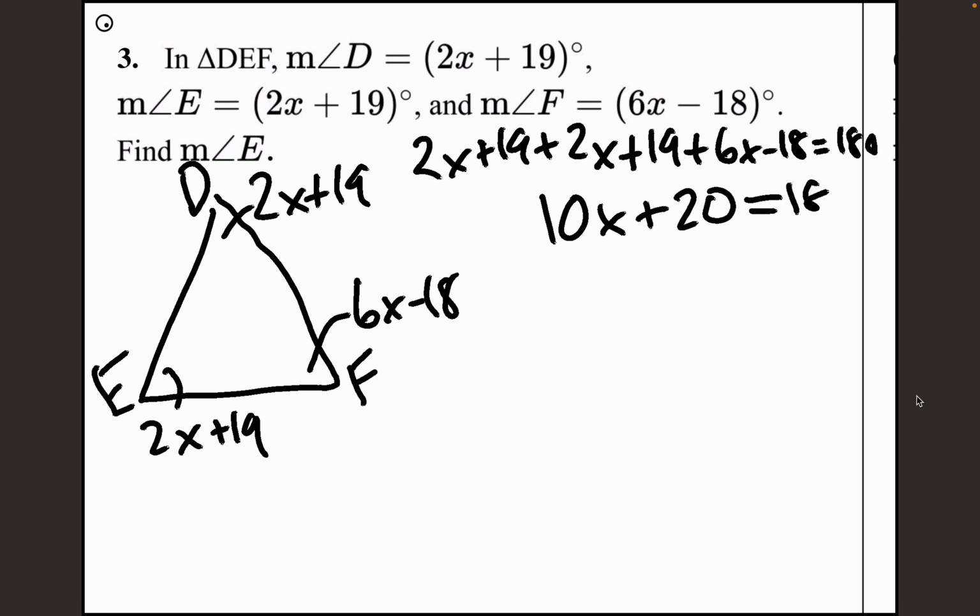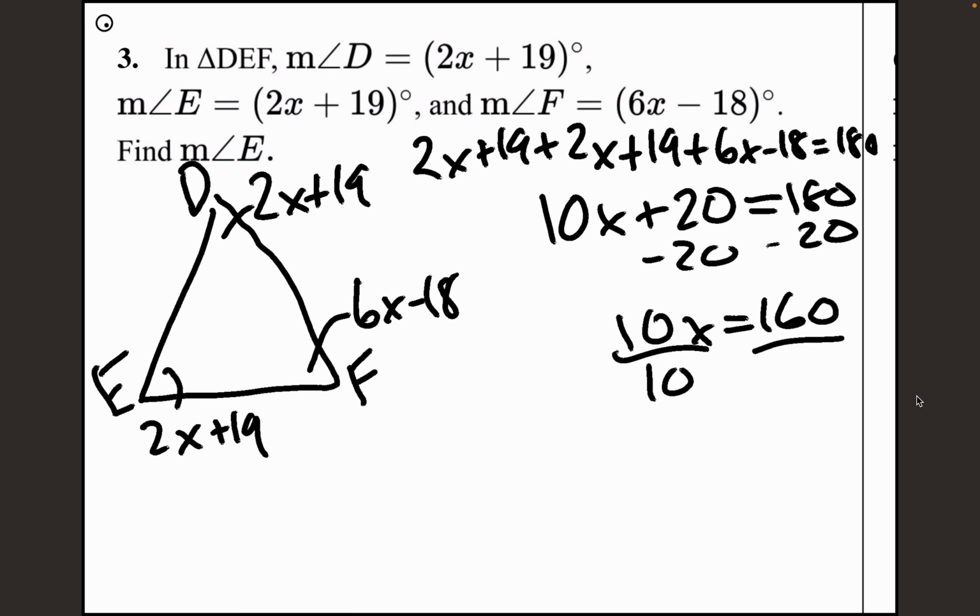Equals 180. What do I do to the 20? What's 180 minus 20? Divide by 10. What do I get for x? All right, perfect. Is that my answer? No, it's not my answer. Why is it not, Quinn?